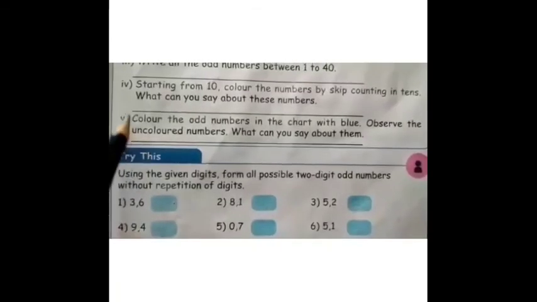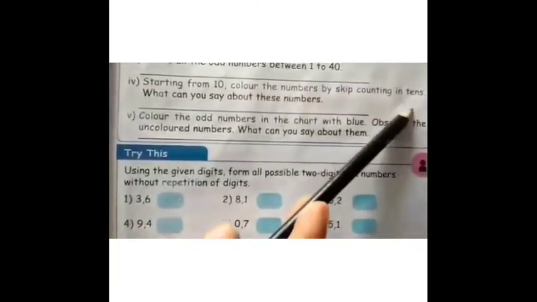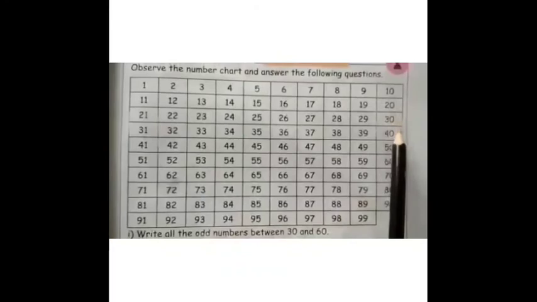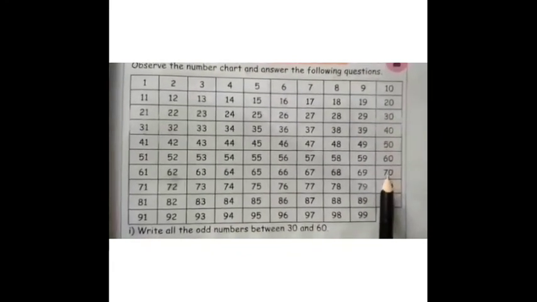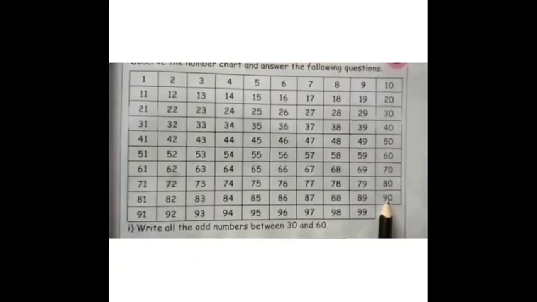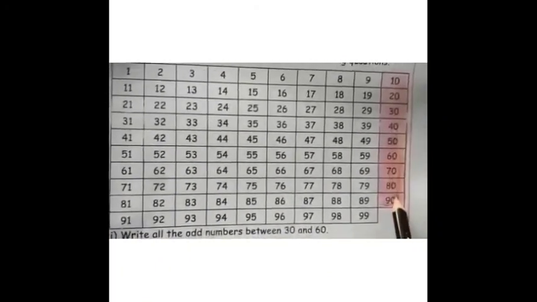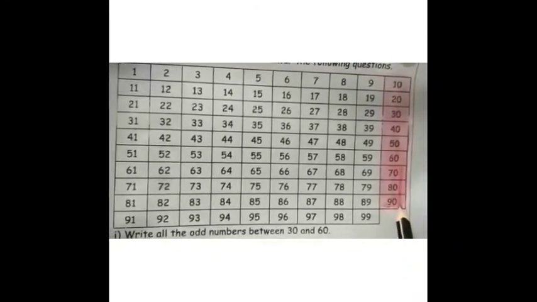Let us see the fourth question. Starting from 10, color the numbers by skip counting in tens. What can you say about these numbers? 10, 20, 30, 40, 50, 60, 70, 80, 90. All the numbers end with 0. So, these are even numbers.